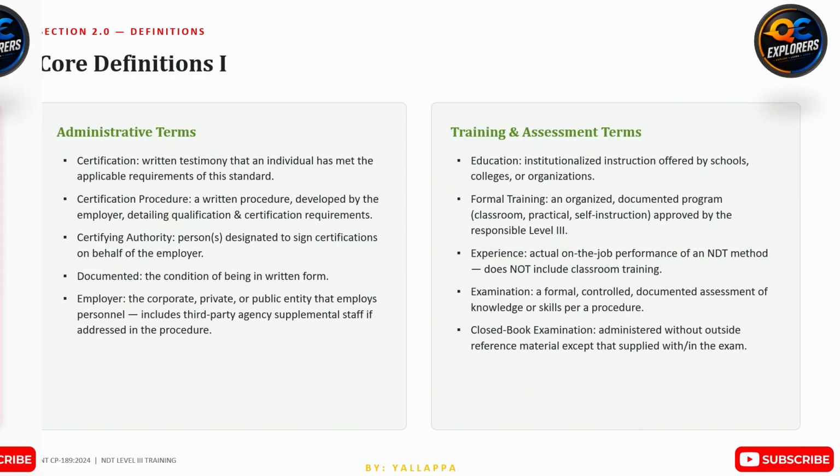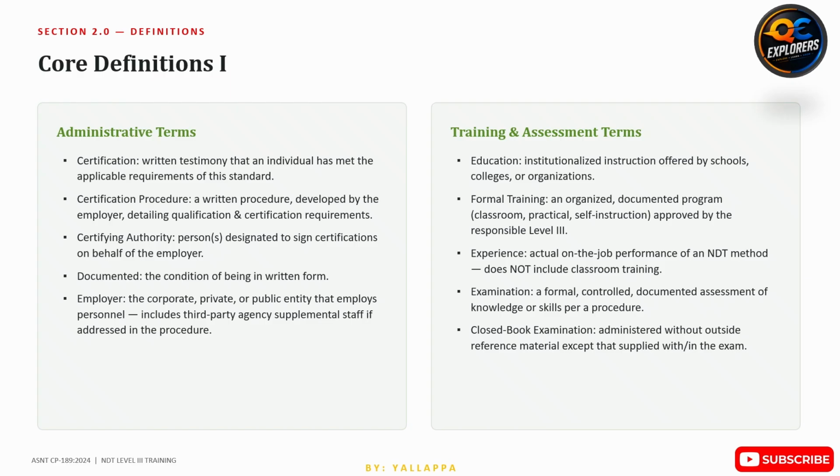Understanding this difference. Before interpreting any standard, it's essential to understand its terminology. CP-189 provides clear definitions to ensure that employers, auditors, and certification authorities interpret the requirements consistently. Let's begin with the administrative terms.